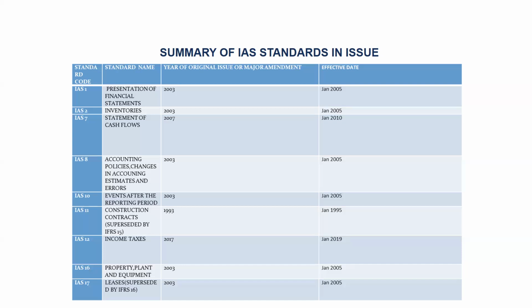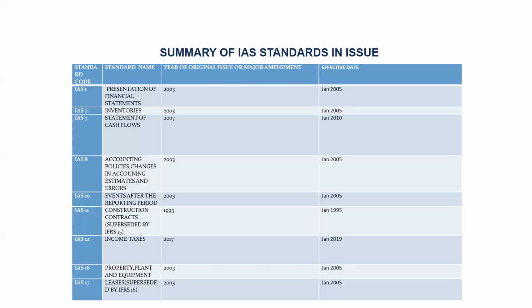IAS 8 deals with accounting policies, changes in accounting estimates, and errors. The standard was issued in 2003 and was effective from 1st of January 2005. So the accounting policies are those choices that an entity makes in terms of how to account for various items that we mentioned. For example, we said that an entity may make an accounting policy choice under IAS 40 to measure their investment properties either at cost or at fair value. That is an accounting policy.